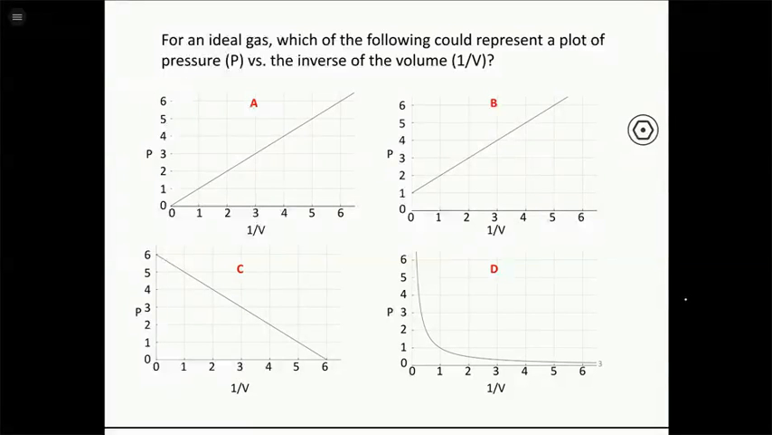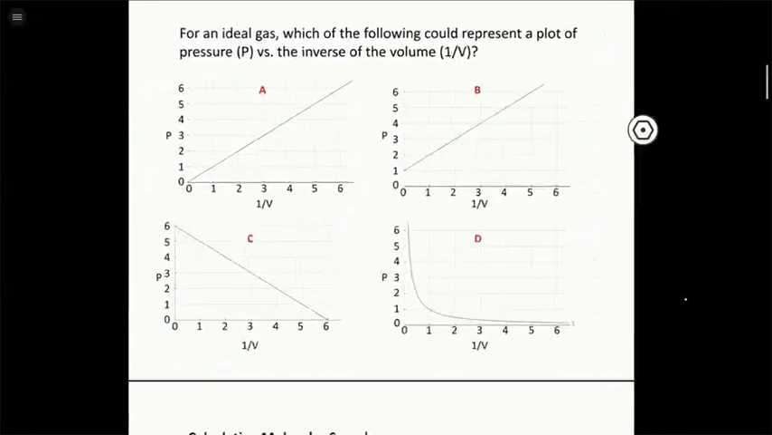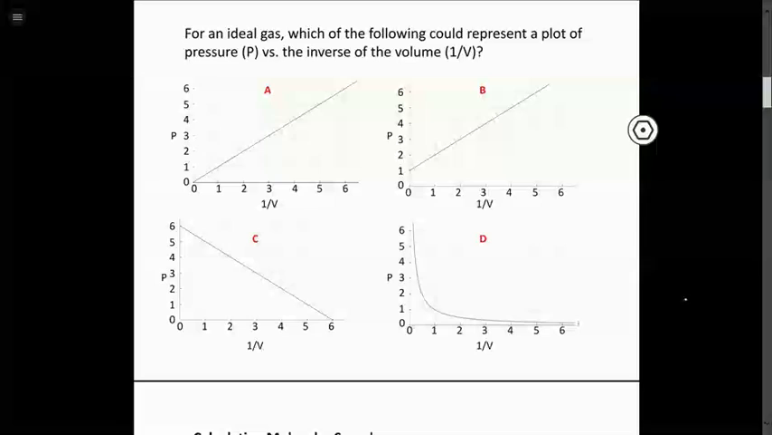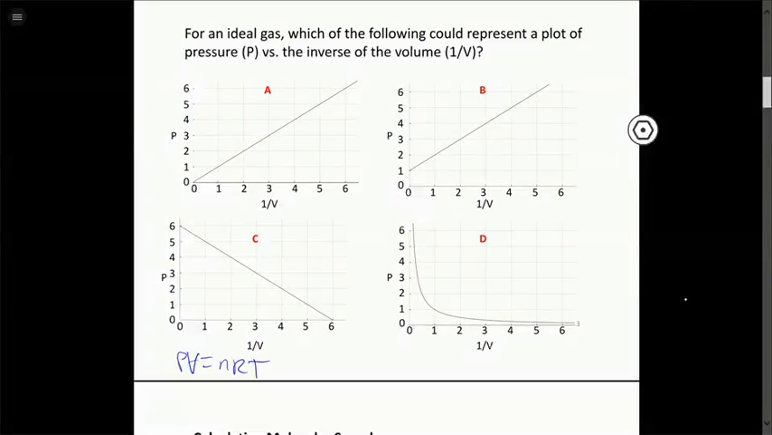So when we're answering questions like this, what we want to think about is, of course, the ideal gas equation, which is PV equals nRT. And then we're looking at a plot of pressure versus the inverse of the volume. So essentially we want to move pressure to one side and 1 over volume to the other side. So we're going to rearrange the ideal gas equation. Pressure is equal to nRT times 1 over the volume.